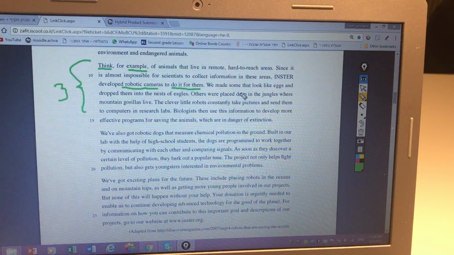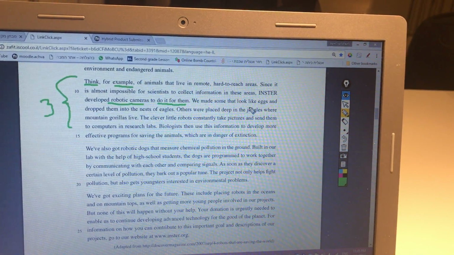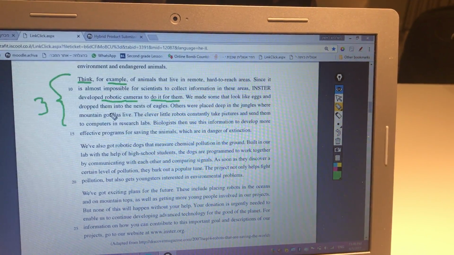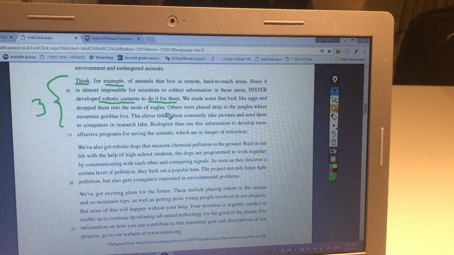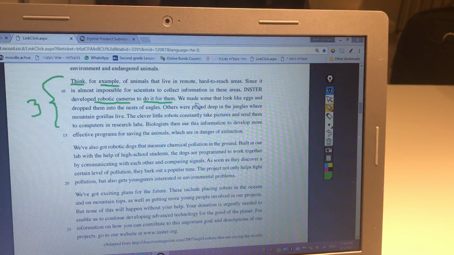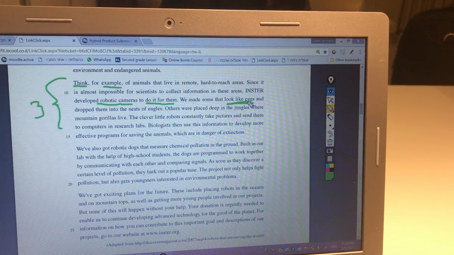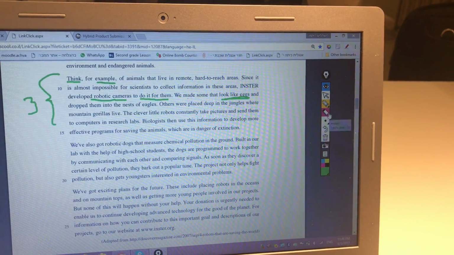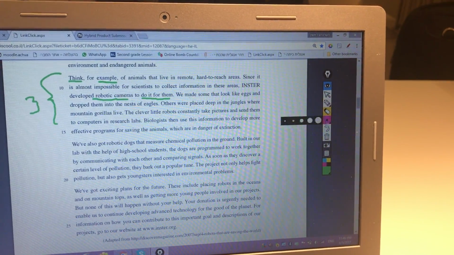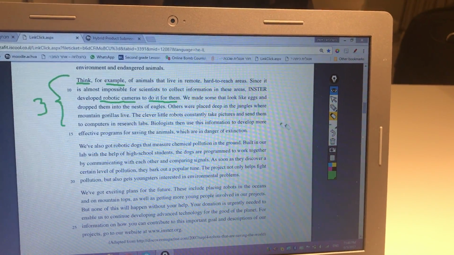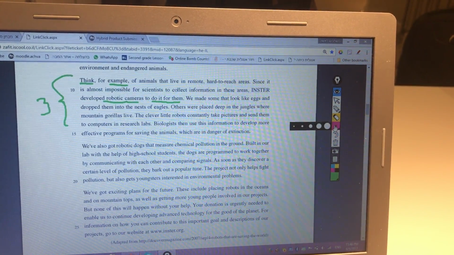We made some that look like eggs and dropped them into the nests of eagles. So some robots actually look like eggs. Sorry, this came out a little bit too thick. Okay, back.